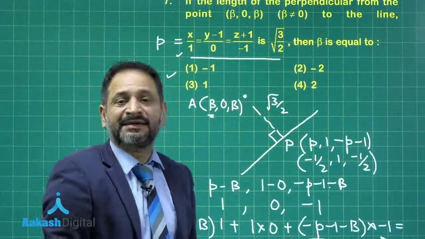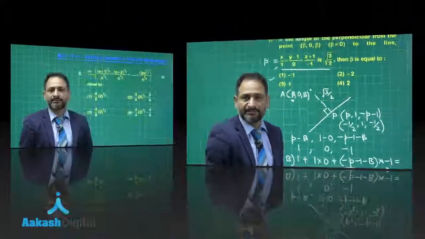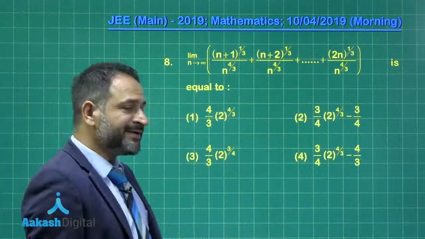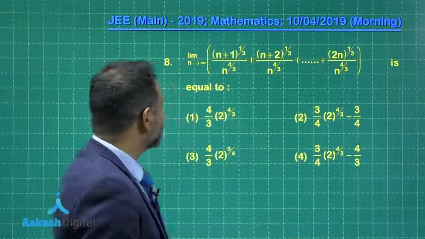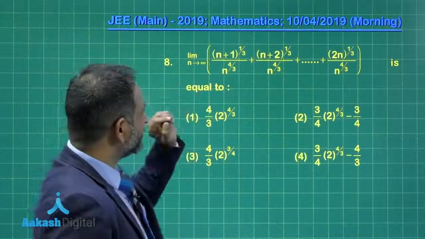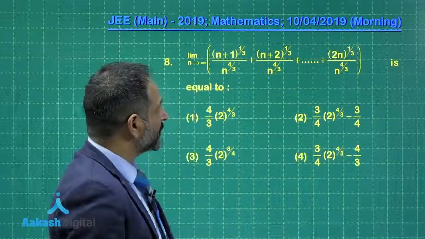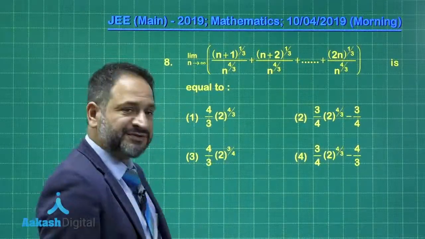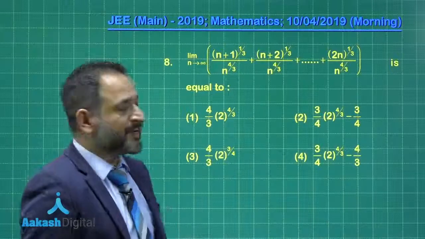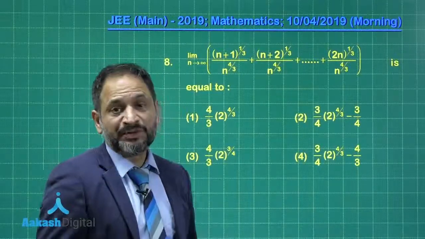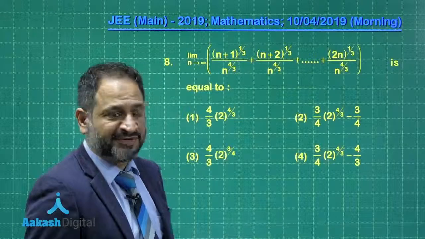Now, let us see another problem. Next problem is related to limit as a definite integral. You can see here n is tending to infinity, and there is a series out here which is again going to infinity. So, the number of terms here are infinite. So, it is very much clear from here this limit is to be converted into a definite integral.